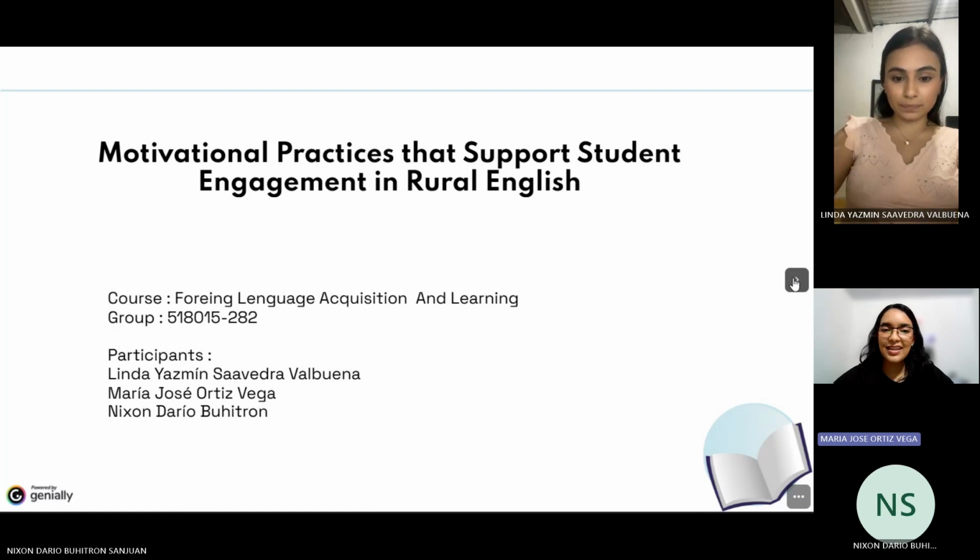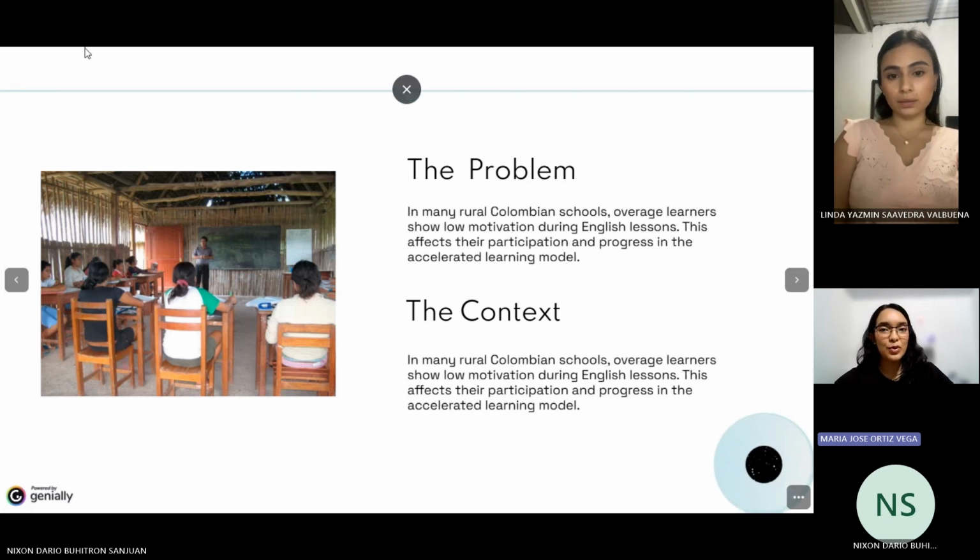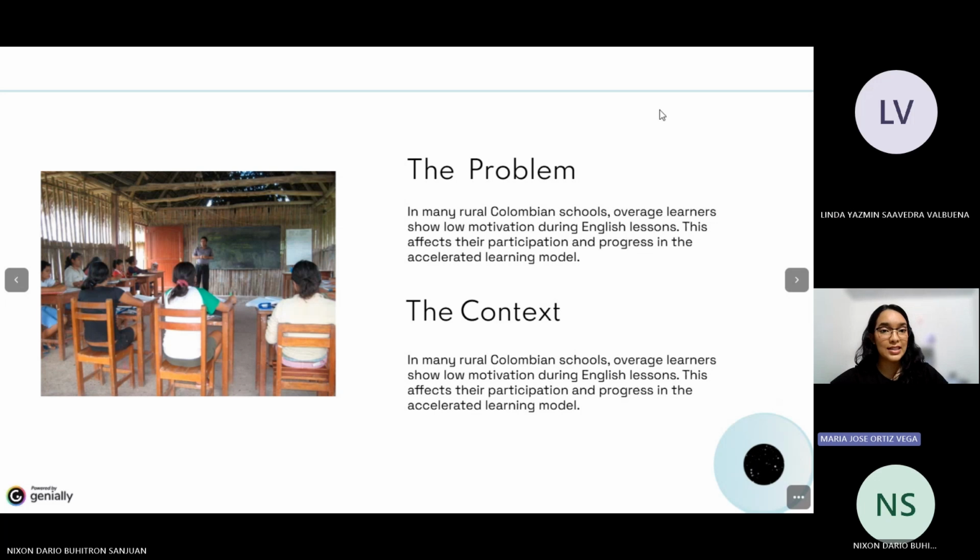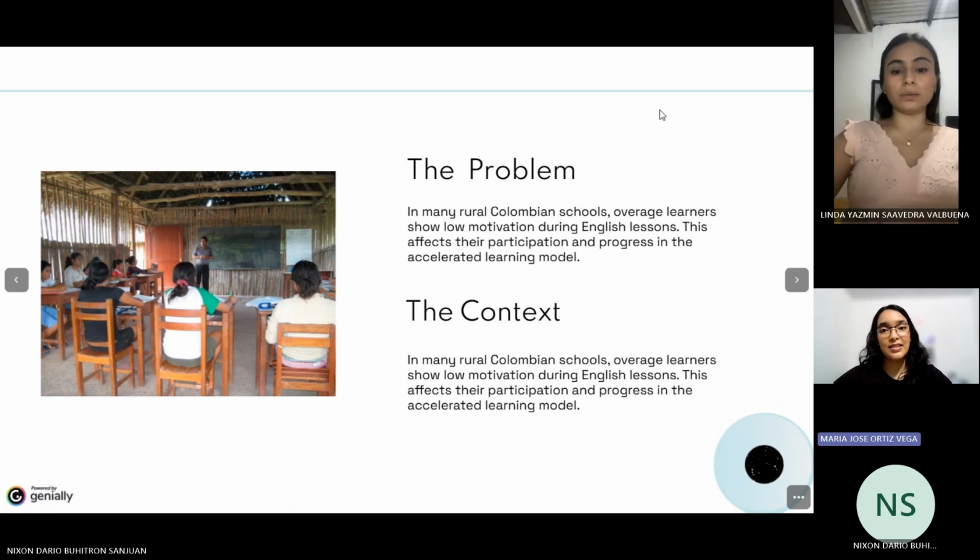Thank you, Linda, and hello, everyone. I will talk about a common situation we find in many rural Colombian schools. In these classrooms, many adult learners often feel unmotivated during English lessons. This low motivation becomes a problem because it directly affects their participation and their progress, especially in the accelerated learning model. When students do not feel engaged, they participate less, and learning English becomes even more challenging for them. Classmates, the next slide, please.